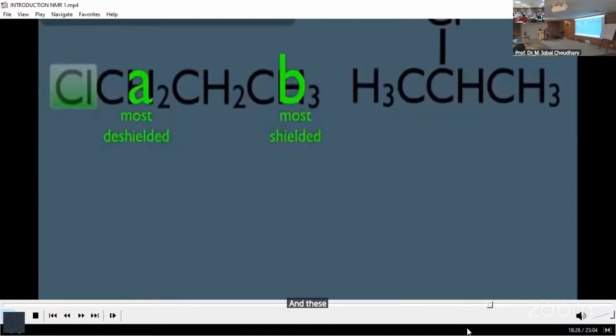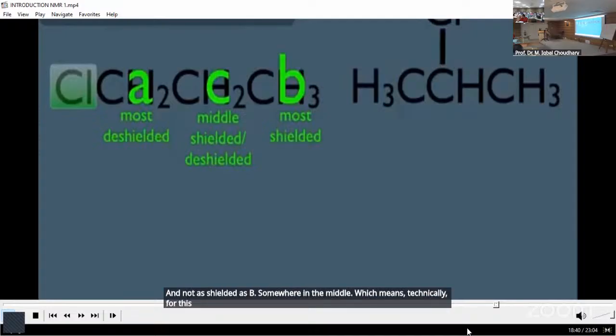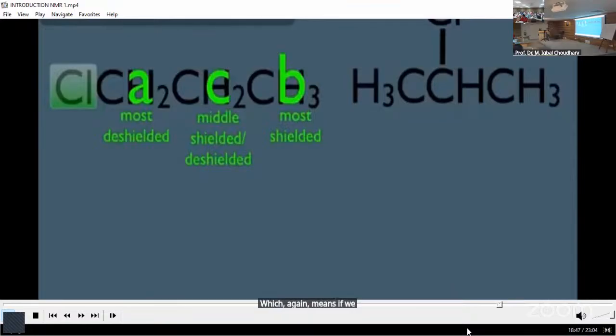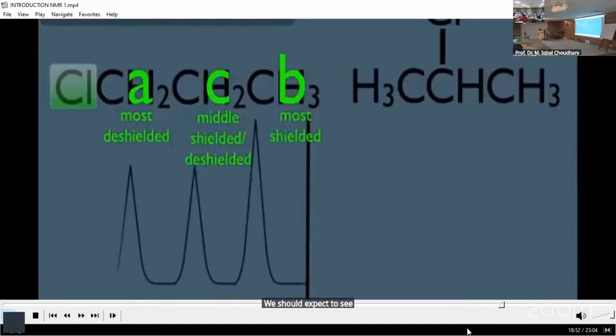And these hydrogens right here in the middle, we'll call them the C hydrogens. They'd be, let's say, middle of the road, not as de-shielded as A, and not as shielded as B, somewhere in the middle. Which means technically, for this molecule, you have 3 types of hydrogens and 3 different electronic environments. Which again means if we run this through the NMR and look at the data, we should expect to see 3 signals in the HNMR. Again, 1 signal each for bringing each one of these hydrogens, A, B, and C, into resonance.